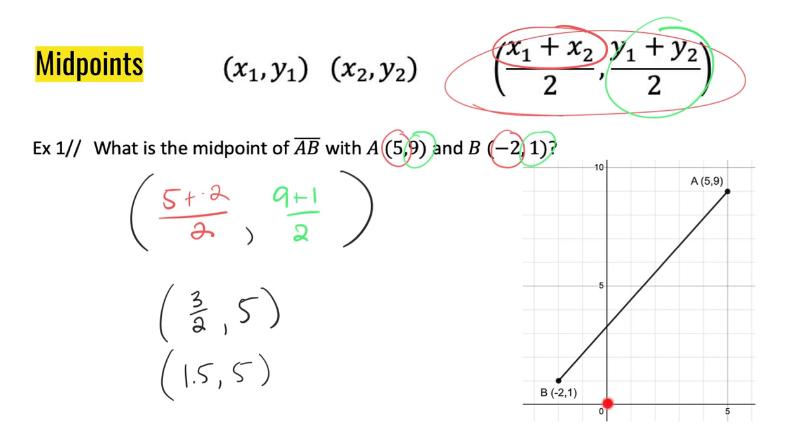If we take a look, we've got (1.5, 5). That makes my midpoint right here, which I can visually see is halfway across the x values and halfway across the y values. Let me show you that. Between -2 and 5, halfway across there. Between 9 and 1, halfway across there. And where those halfway values meet is right here at (1.5, 5).